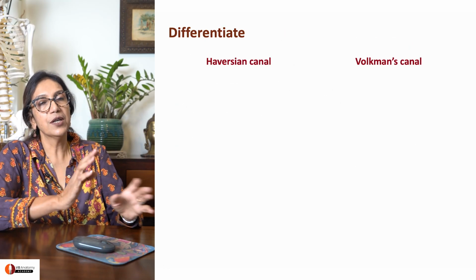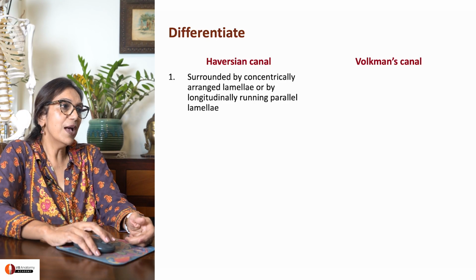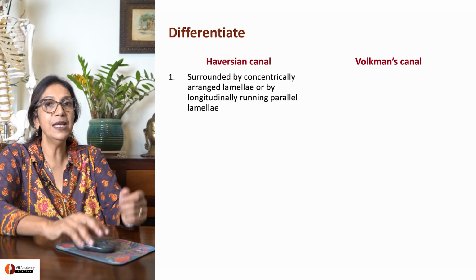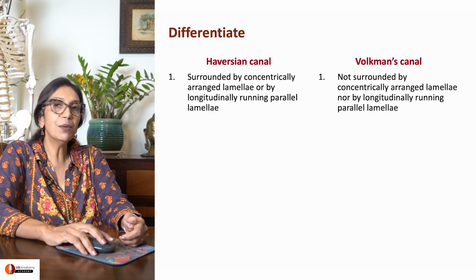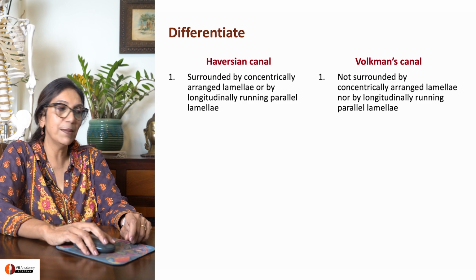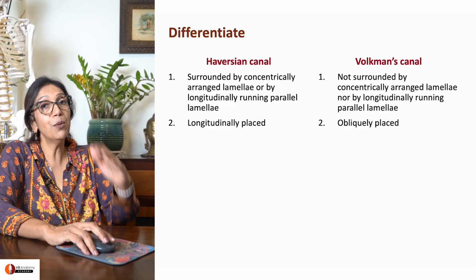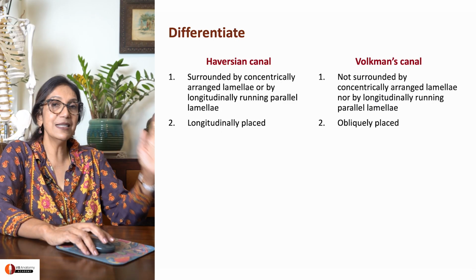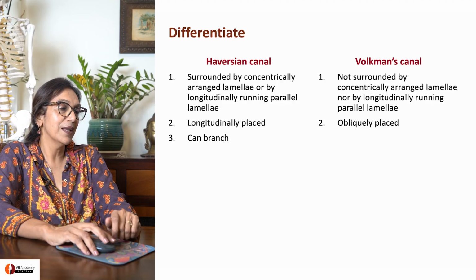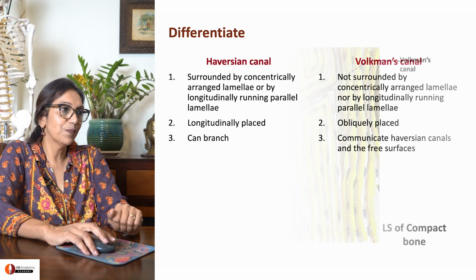So let's differentiate. How will you know? Is this a Haversian canal or is this a Folkman's canal? So Haversian canals will be surrounded by lamellae which are running longitudinally parallel to it. Folkman's canal is not surrounded by such concentrically arranged lamellae. Haversian canals are longitudinal, Folkman's are oblique. See, lengthwise is always Haversian. Oblique is always Folkman's. Haversian can branch, Folkman connects.